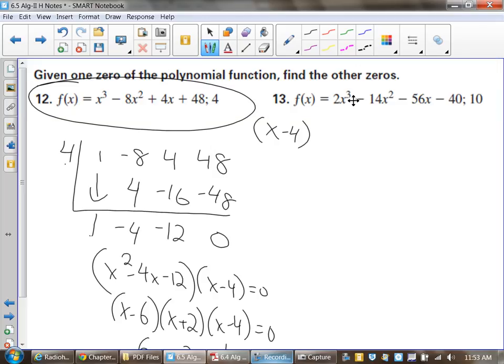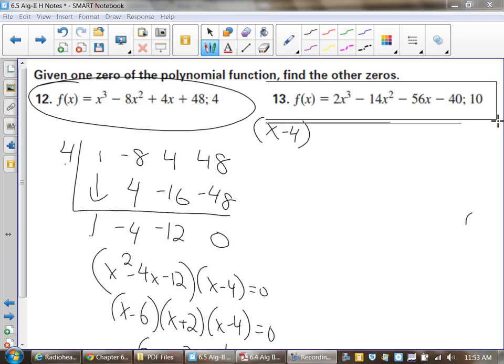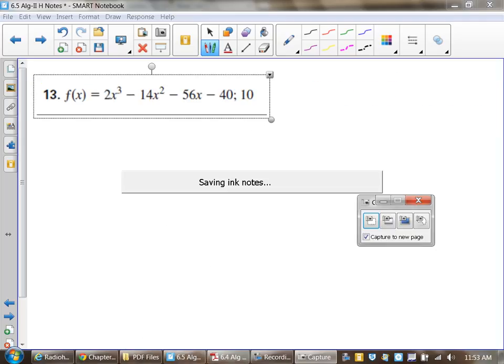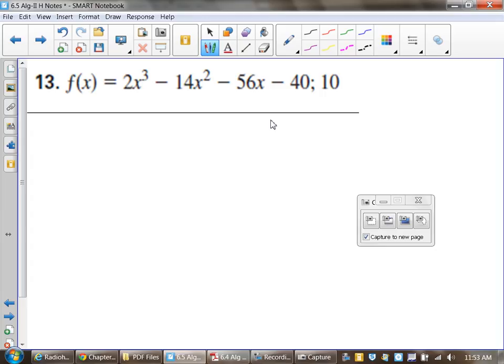You guys see that one okay? 2x cubed minus 14x squared minus 56x minus 40, and the zero is 10. I'll put it on a separate sheet. So, if 10 is a zero, what's the term? x minus 10. So I know that there'll be an x minus 10 at the end. Well, you guys do this one.